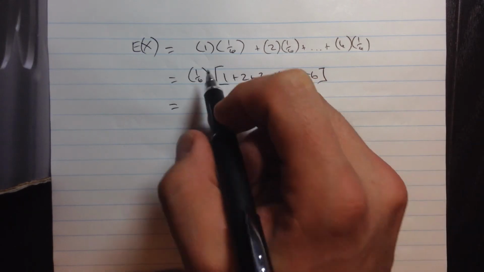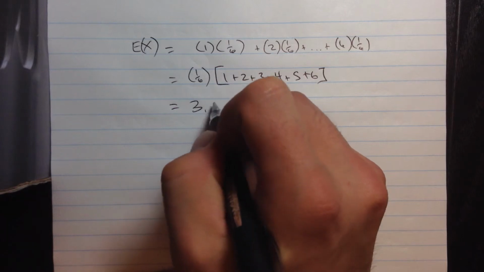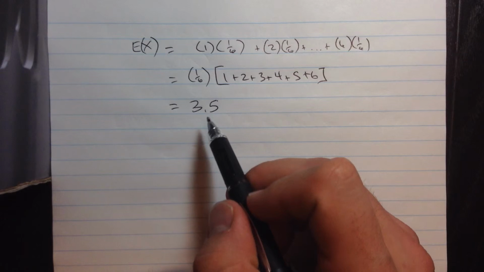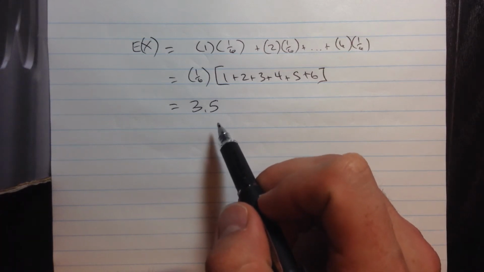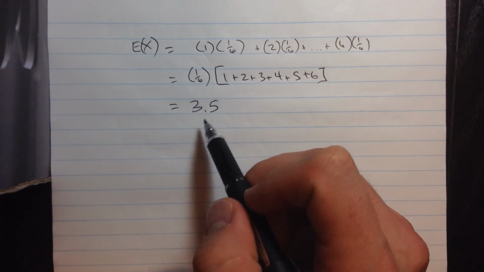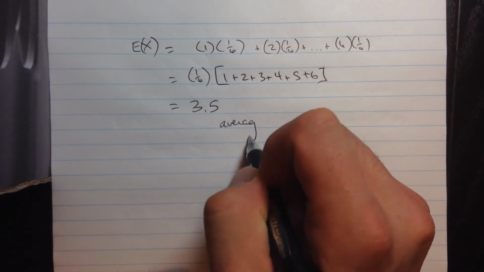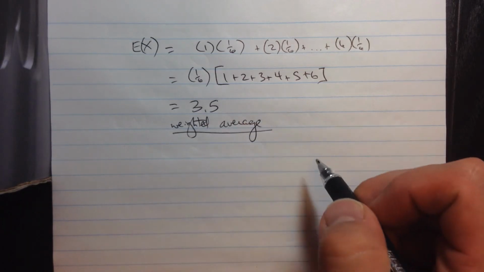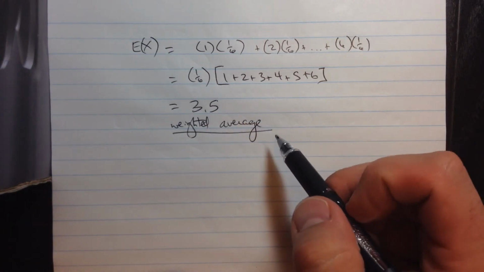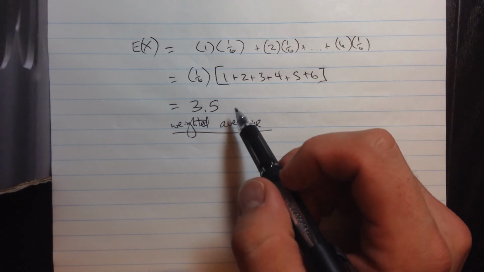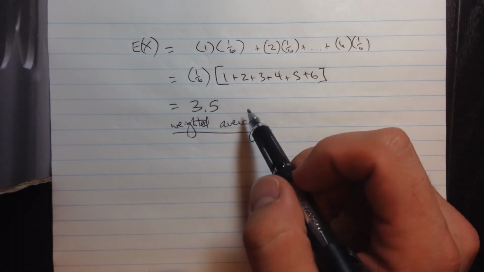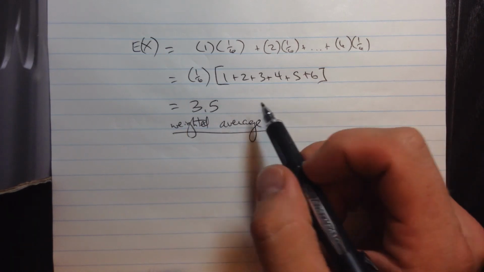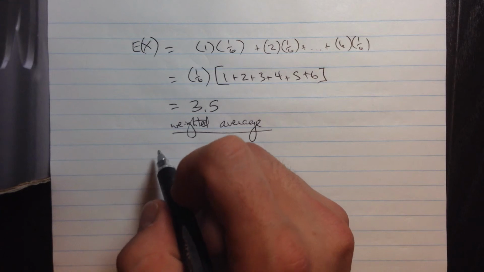This adds up to 21. 21 divided by 6 is 3.5. So that's the expected value of a roll. And remember, you don't expect to roll a 3.5 on a die. This is simply an average, and it's actually a weighted average of the predicted values that you would get. So the more likely a value is, the more weight it has, the more its value will count towards this sum that we have.